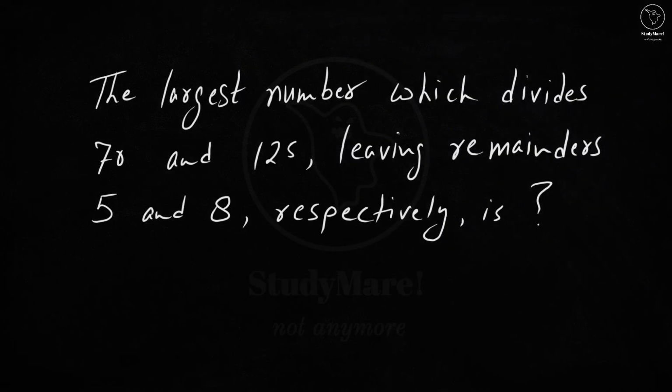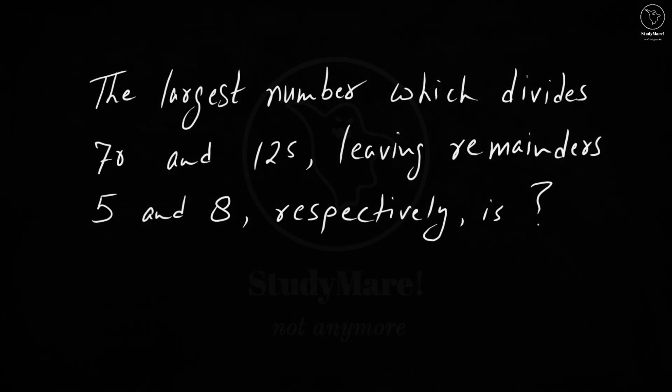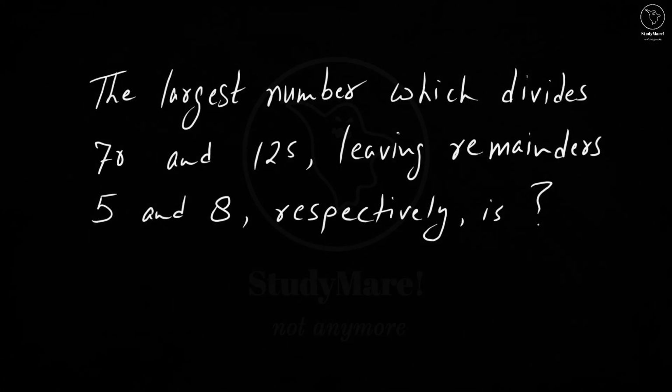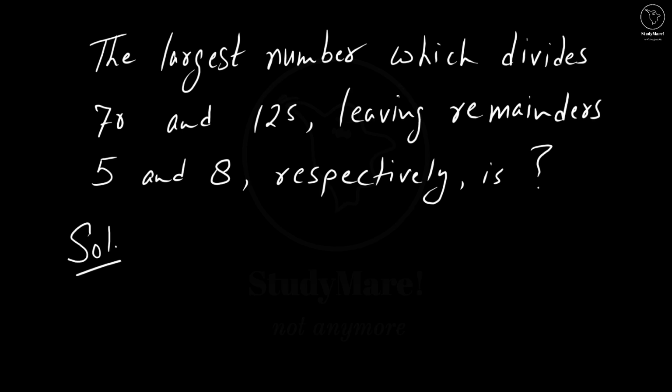But here the twist is they have talked something about the remainder. So let's first of all look into this remainder part. So let's start solving this and see what is the way out. We are given two numbers. One is 70 and another is 125.